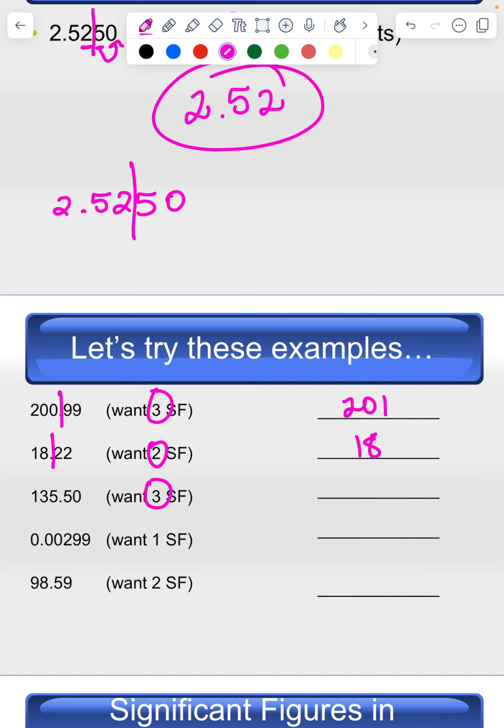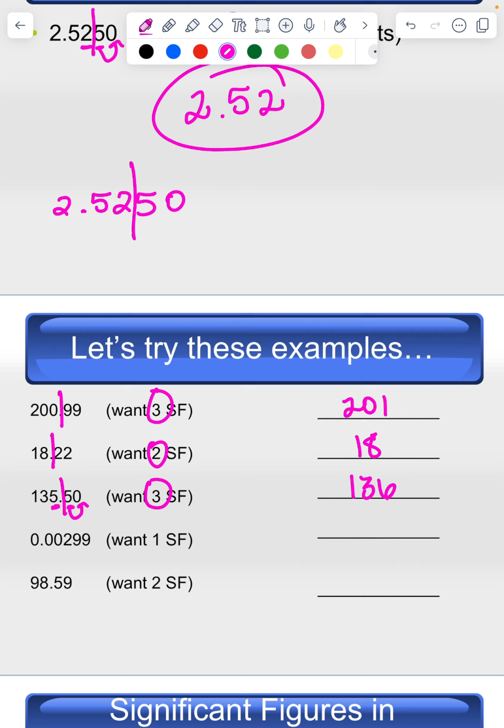135.50, I want 3 sig figs. All right, I cut it off after that first 5. There's a 5 behind it. Ding, ding, ding. I have to go to the next number. It's followed by a 0, so I have to make this an even number. So remember, I go up to make it even, not down. So my answer would be 136.